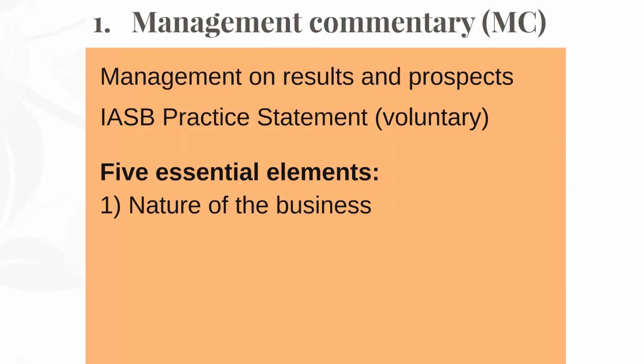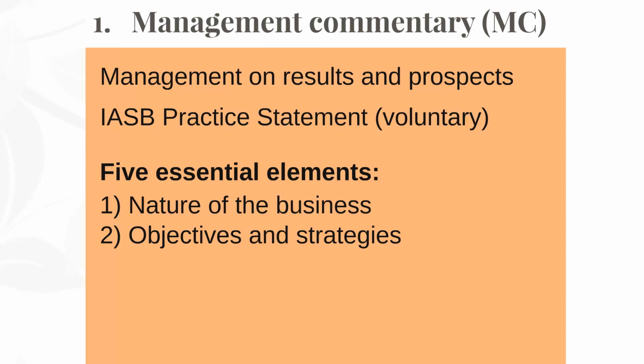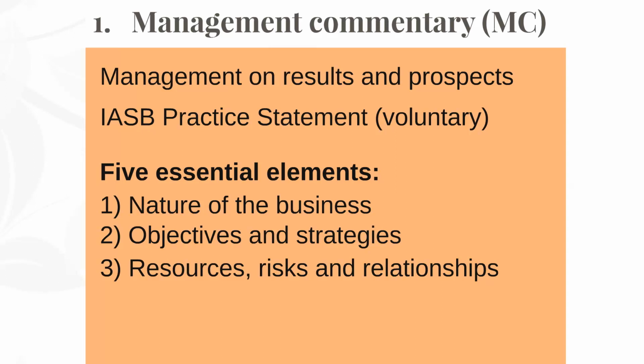The second essential element of a management commentary is then in relation to a business's objectives and strategies. So here we're looking at where a business wants to be in the future and what strategies it is employing to get it to this goal. Area number 3 relates to resources, risks and relationships that a business possesses. So in part here we're looking at the sources of value that a business has at its disposal, so the resources but also the relationships that it has with parties like customers and suppliers and how it uses these to generate value going forward.